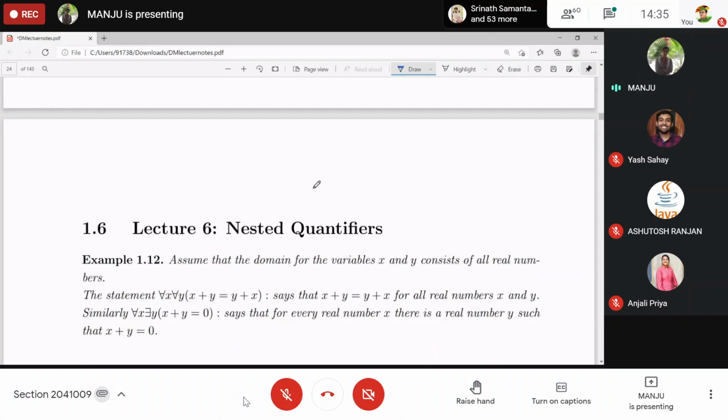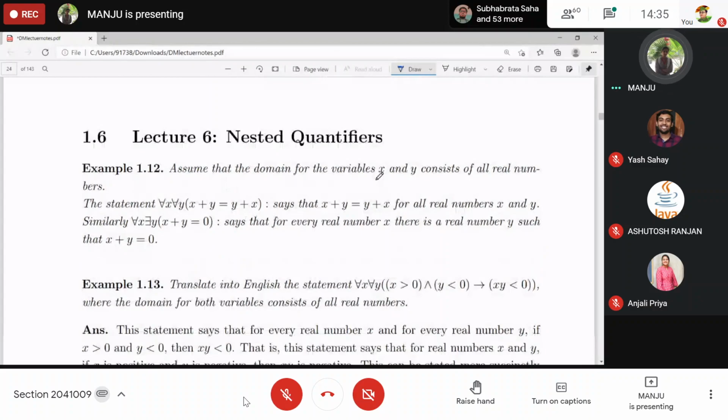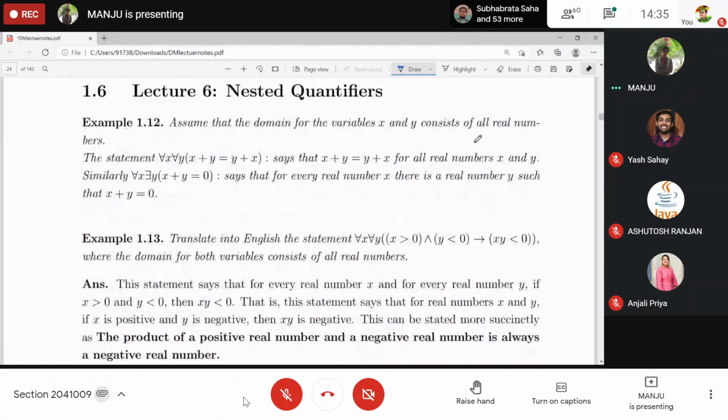Okay. Then we did this nested quantifier. Any doubt in nested quantifier? Yes, ma'am. Yeah, tell me. Can you explain once?